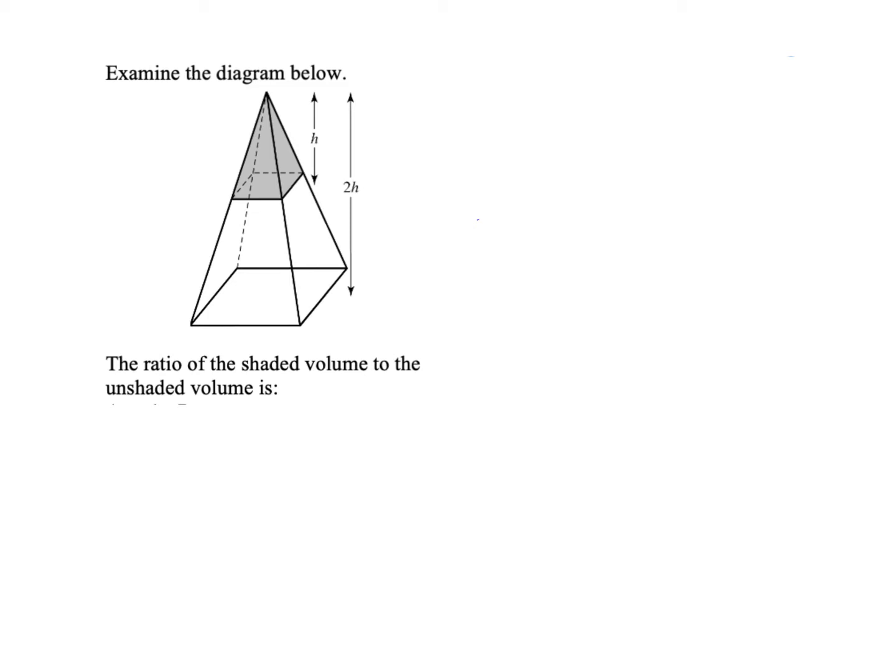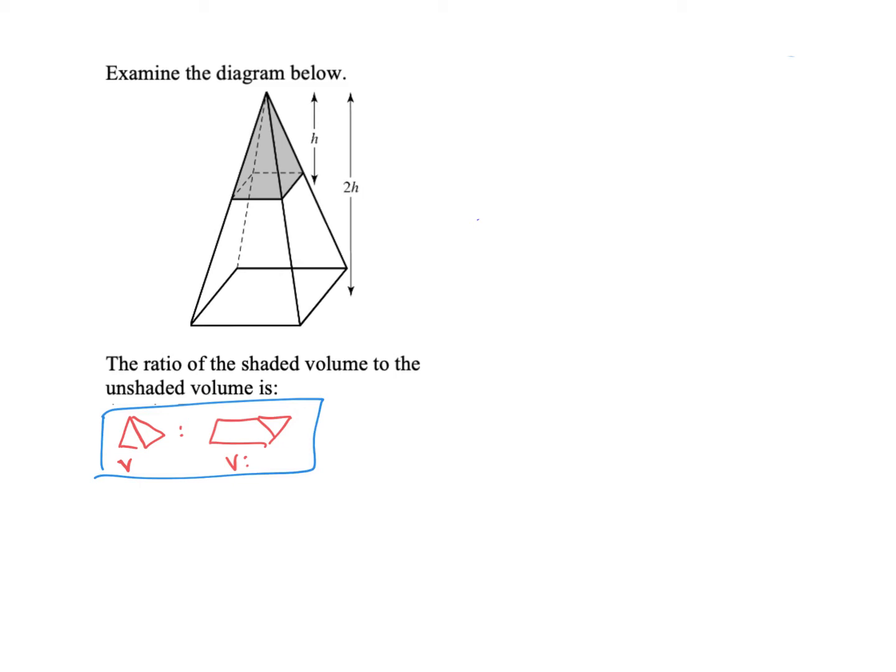Okay, so here you've got your pyramid, and it said the ratio of shaded volume to the unshaded. So really what you want is the volume of that top bit versus the volume of this bottom part of the thing. Now these two parts here are not similar, so that's not what we can use. There is similar shapes here, but it's not those parts of it.